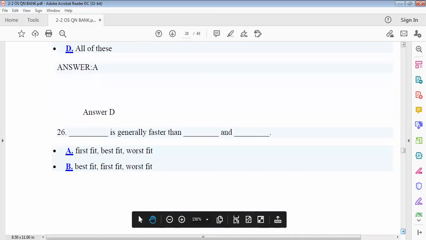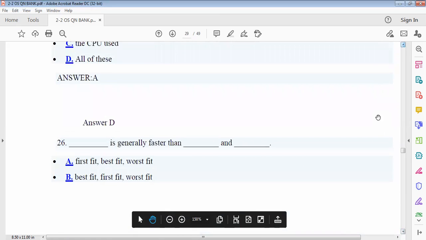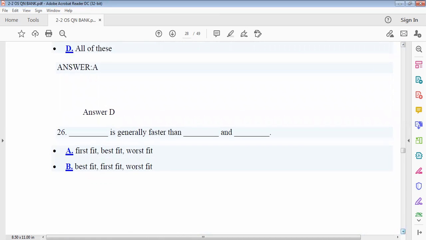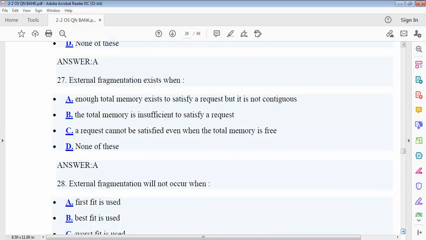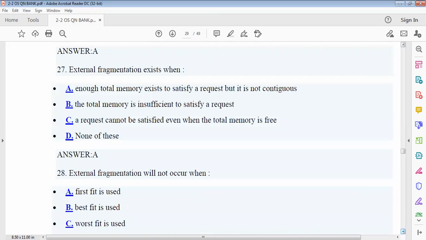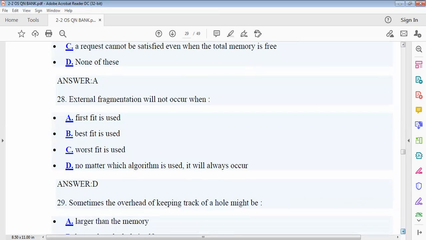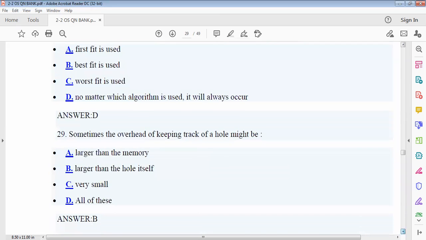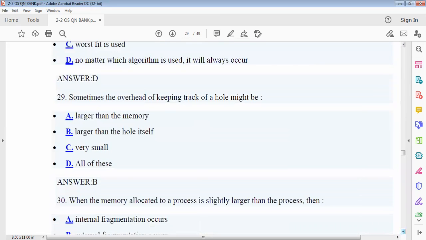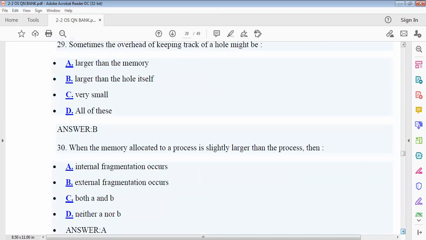The dash is generally faster than the dash and the dash. External fragmentation exists when enough total memory exists to satisfy a request, but it is not contiguous. External fragmentation does not occur when no matter which algorithm is used, it will always occur. Option B is correct. Sometimes the overhead of keeping track of a hole might be larger than the hole itself.